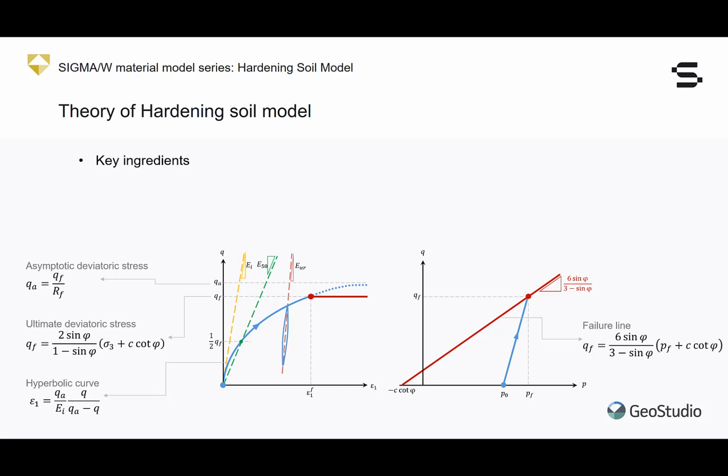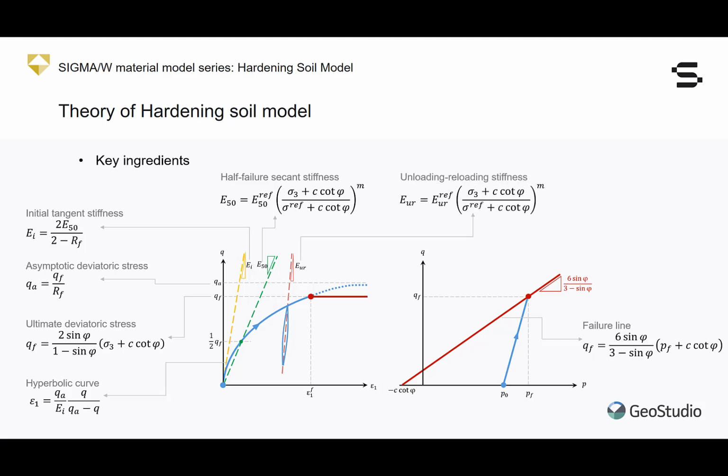The behavior of the sample at the beginning of loading is modeled by the initial stiffness, E subscript I. Since this quantity is difficult to measure, its value is presented in terms of the half-failure secant stiffness, E subscript 50. The half-failure secant stiffness is a stress-dependent stiffness that depends on the minimum principal stress, sigma subscript 3. A similar stress dependency is also considered in the hardening soil model for unloading-reloading stiffness. The model's constants are now highlighted in gray.